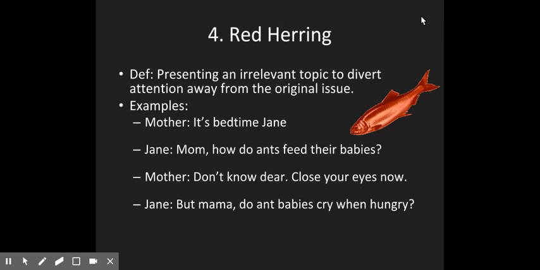And she says, "Close your eyes now." Jane, "But Mama, do any ants cry when hungry?" Obviously, this child is trying to avoid going to sleep, right? They're trying to distract their mom with something totally irrelevant.